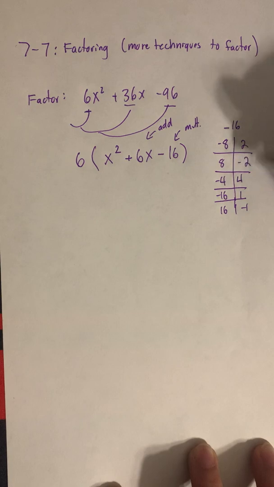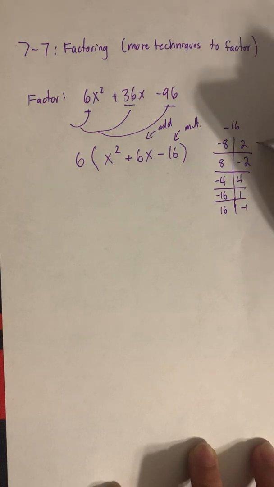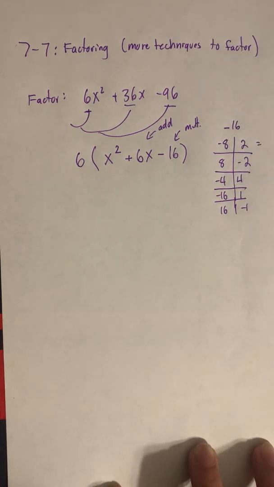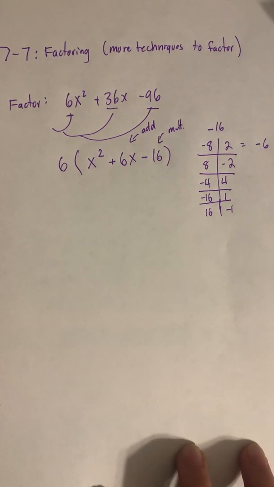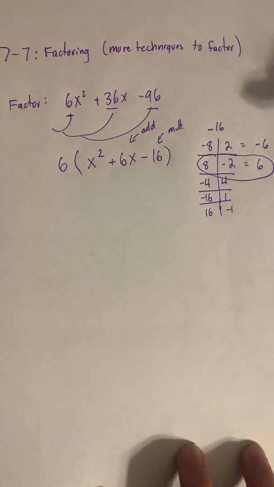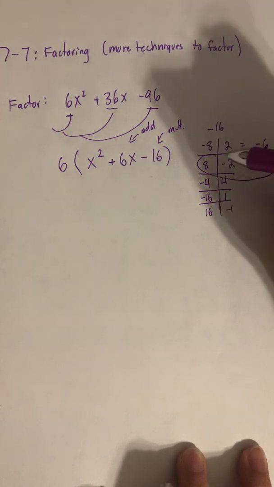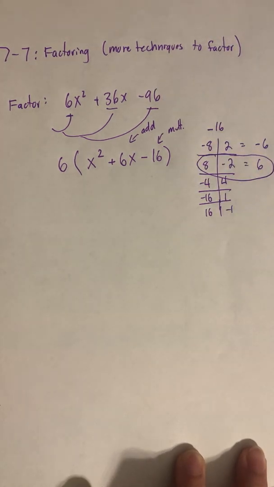So after we have the list, we want to see which one of these pairs will add up to 6. So let's go ahead and add up each pair. Negative 8 plus 2, that's negative 6. Negative 6, okay. 8 plus negative 2, that's 6. So we found our matching pair here. We can just stop there, but if this wasn't the correct one, we would have to try all of them. So our matching pair is 8 and negative 2.